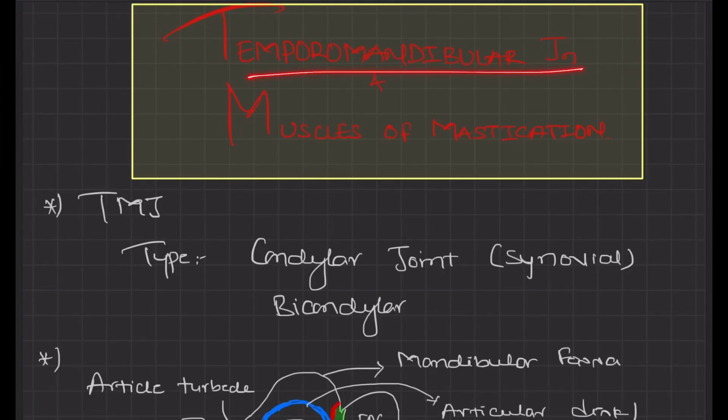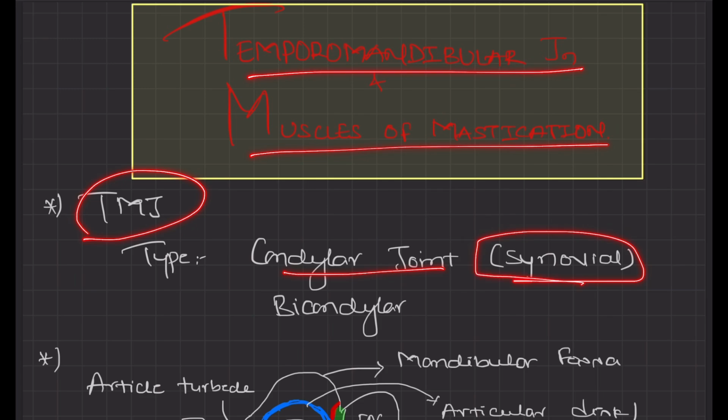Let us discuss the temporomandibular joint and the muscles of mastication. The temporomandibular joint is a condylar joint, which is a type of synovial joint. Remember, it is also called a bicondylar joint because both the condyles are involved in the movement.